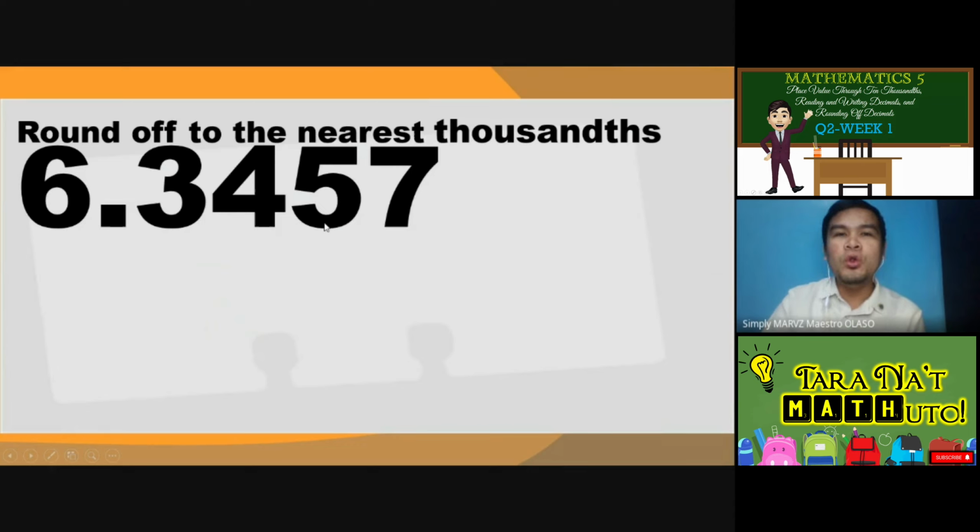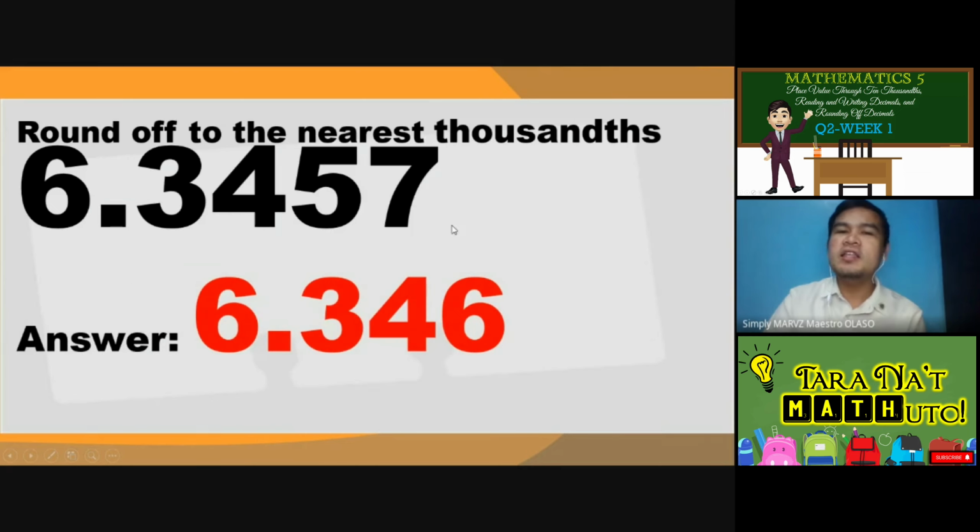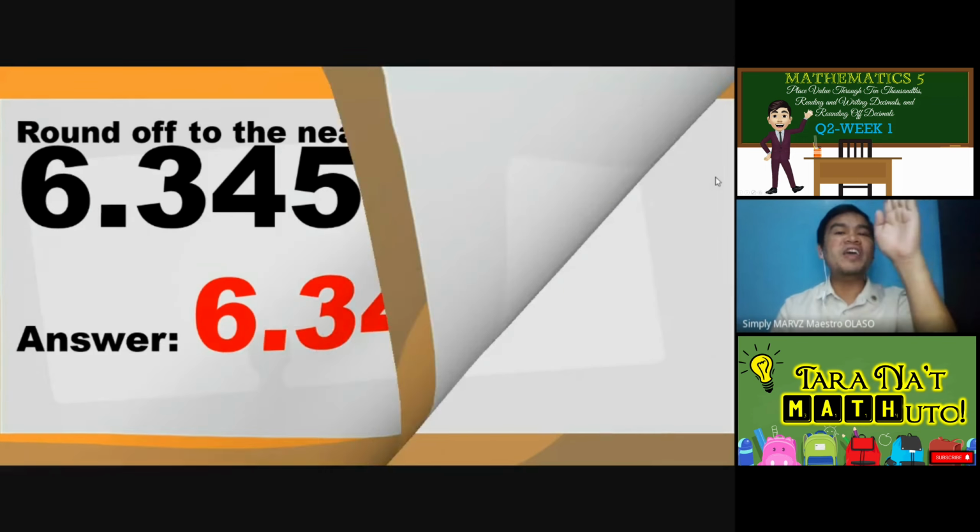Step number 2, look for the right digit. Sino yung katabi niya? We have 7. Then what? Round up or down? It's up. So 5, dadagdagan mo lang ng isa will become 6. Copy 4, copy 3, copy point, copy 6. So we have the answer 6 and 346 thousandths. Get it? Let's have the final example.